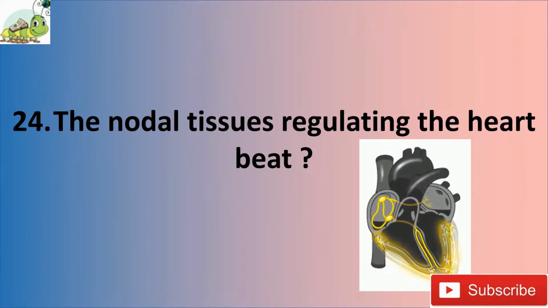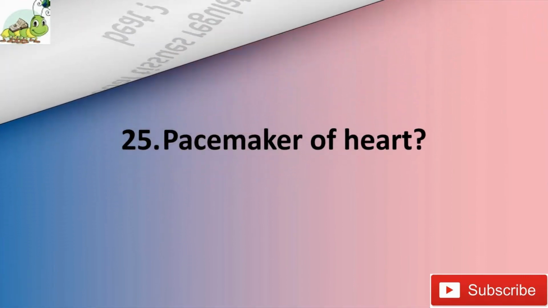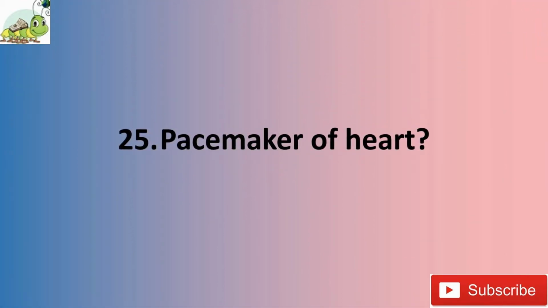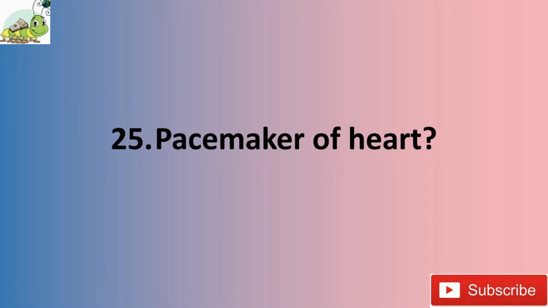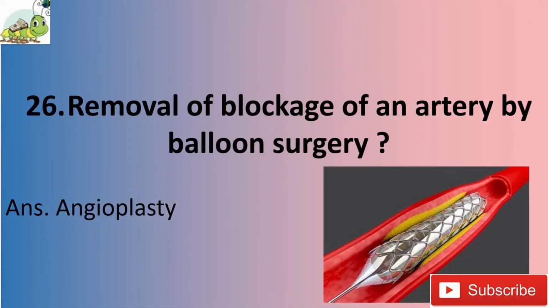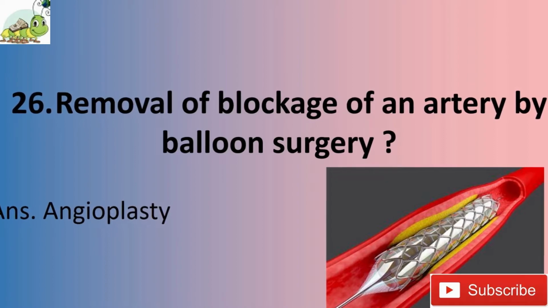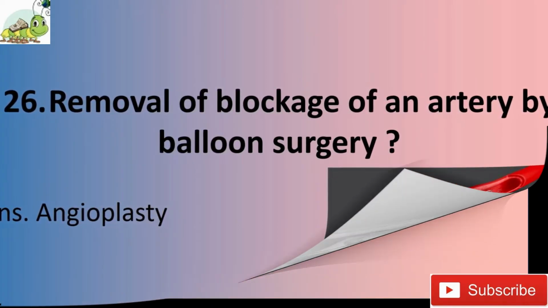Point number 24. The nodal tissues regulating the heartbeat, who are those? The sinu-auricular node, auriculoventricular node, bundle of His and Purkinje fibers. Point number 25. Pacemaker of heart, who? Sinu-auricular node, SA node. 26. Removal of blockage of an artery by balloon surgery, called angioplasty.